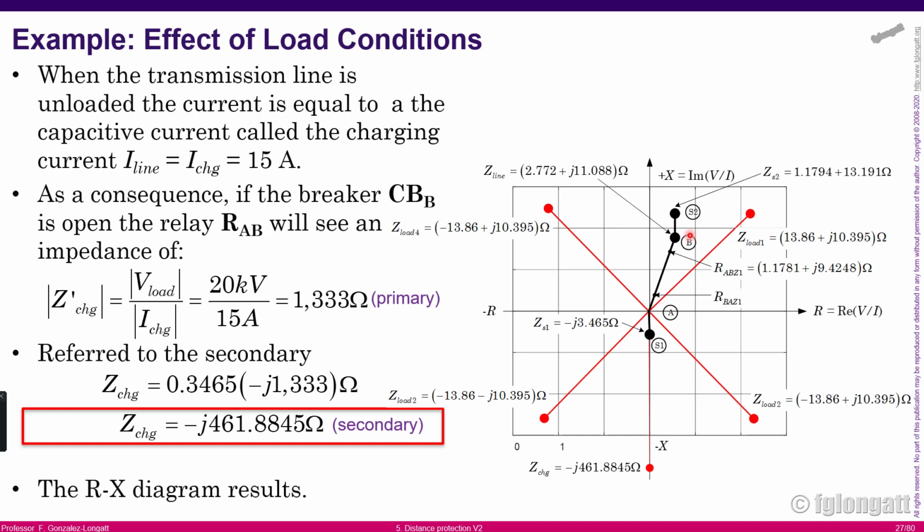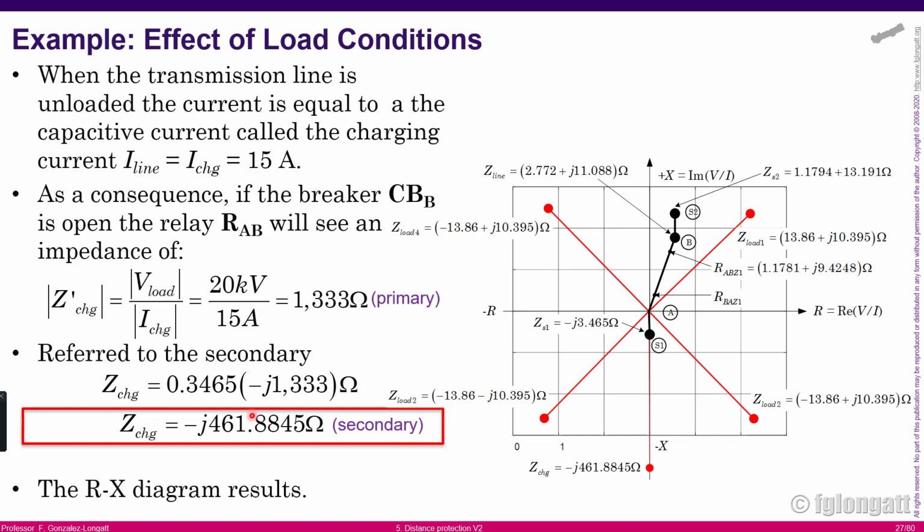transmission line is unloaded? Well, if this transmission line is unloaded, that means there is no load. However, because this is a medium to long transmission line, we have some current that receives the name charging current, okay? And the charging current is 50 amps. We can identify what is the impedance that is representing that 50 amps. In this case, in primary quantities, it will be 1.33 ohms.